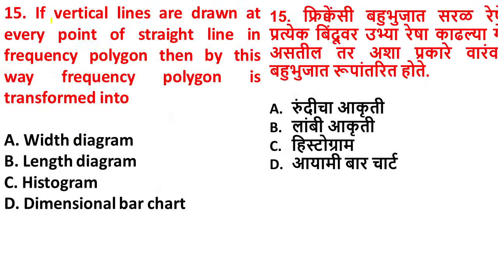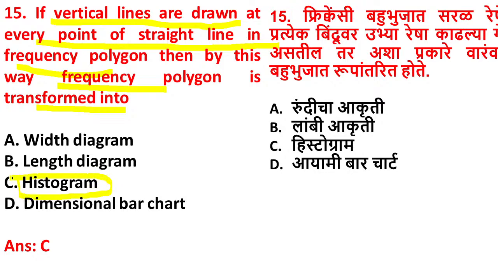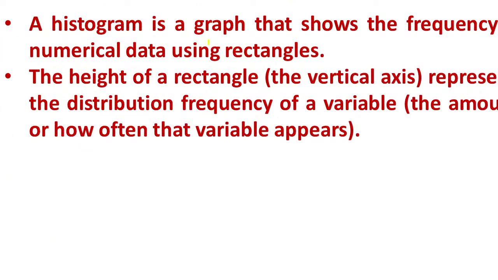Question number 15. If vertical lines are drawn at every point of a straight line in a frequency polygon, then in this way the frequency polygon is transformed into: option A, width diagram; option B, length diagram; option C, histogram; option D, dimensional bar chart. Yes, here the right answer is option C, histogram. It is a graph that shows the frequency of numerical data using rectangles, and the height of a rectangle represents the distribution frequency of a variable.